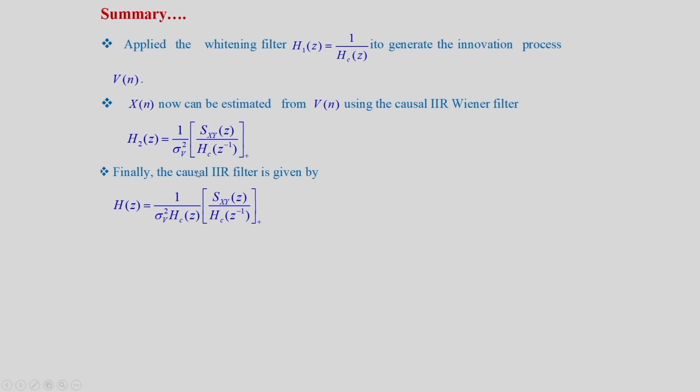Finally, the causal IIR Wiener filter is given by Hz, that is equal to 1 by sigma v square into Hcz into the positive part of Sxyz divided by Hc z inverse. So, we have to find Sxy of z, Hc z inverse, Hc z and sigma v square. Then we can find out Hz.